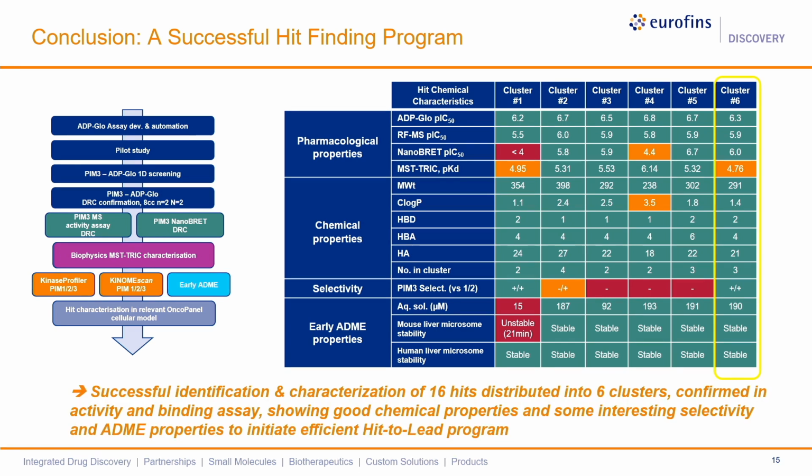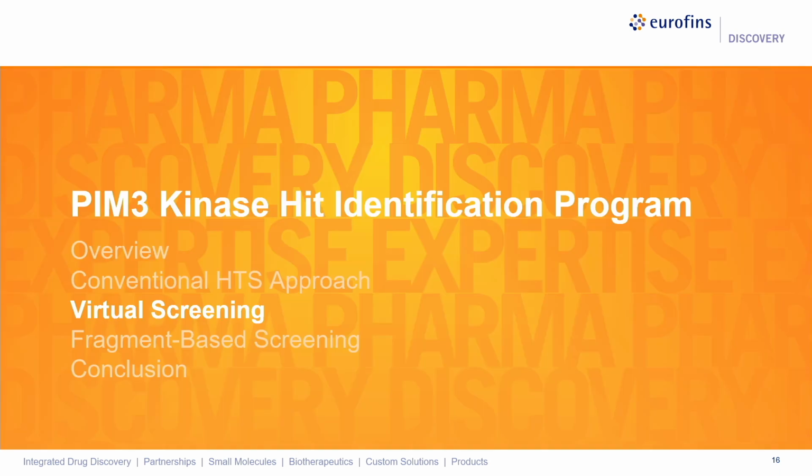So with this classical HTS approach, we have been able to successfully identify and characterize 16 hits distributed in 6 clusters. We confirmed them both in activity and binding assay, and we have hits that are a very good starting point for a hit-to-lead program, with good chemical properties and already some selectivities. After all of the data around the HTS, I will take you through the virtual screening approach.